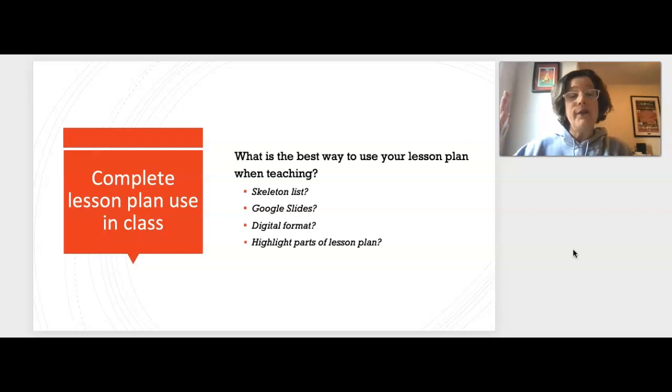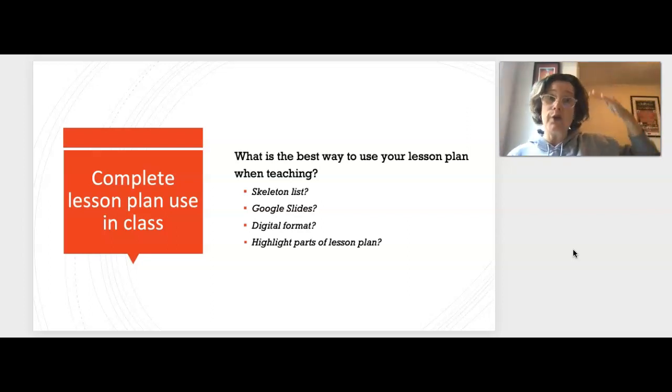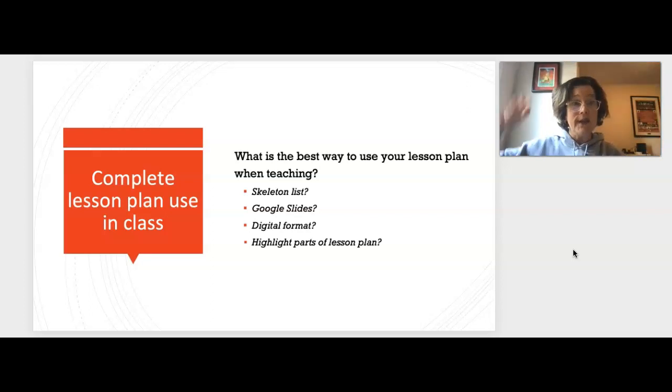Do you want to have Google Slides to keep you on track so that you know what's happening? That's fine. Do you want it in some kind of digital format so that, again, you can just have your computer open and you can see what's coming? We've seen students use the good old highlighter in their complete lesson plan so that they can see what's coming up. That will be your choice. And we want you, by the end of the practicum, to have a system for how you're going to actually use these complete lesson plans in your practicum when you're actually teaching.